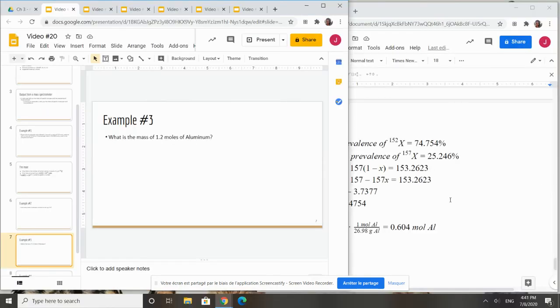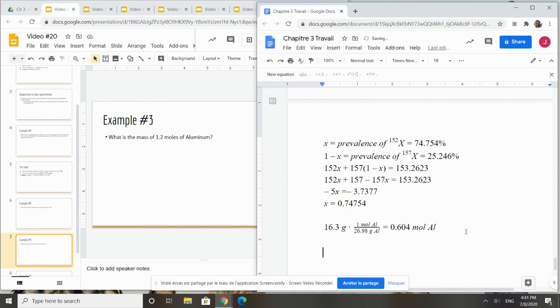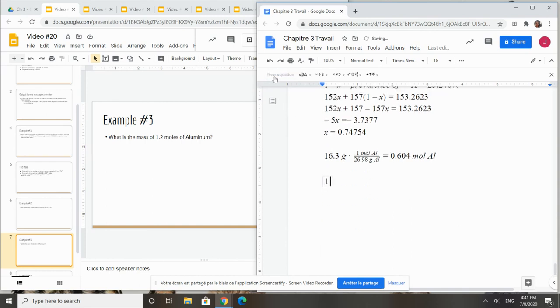I'll work through this one. It's very similar. This time the 26.98 grams goes up top so that moles can cancel with moles. I round it to two significant figures.